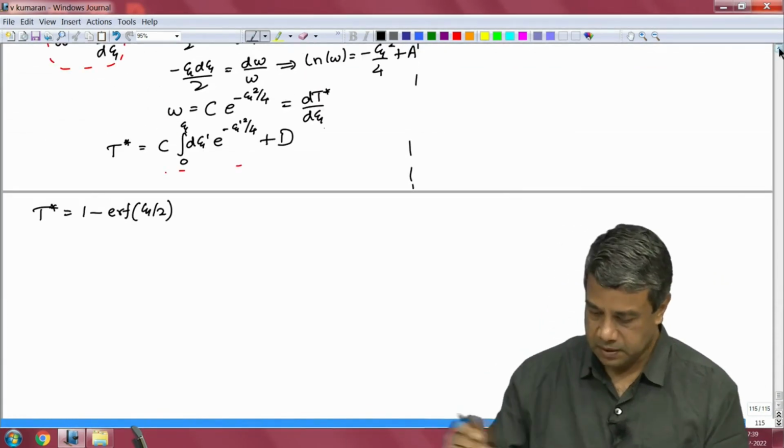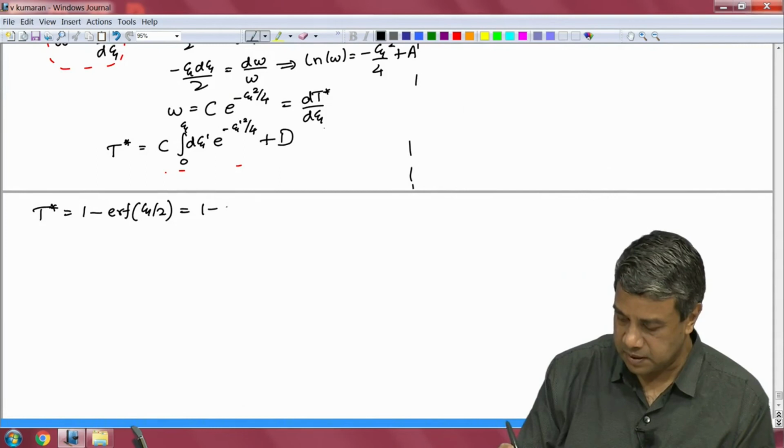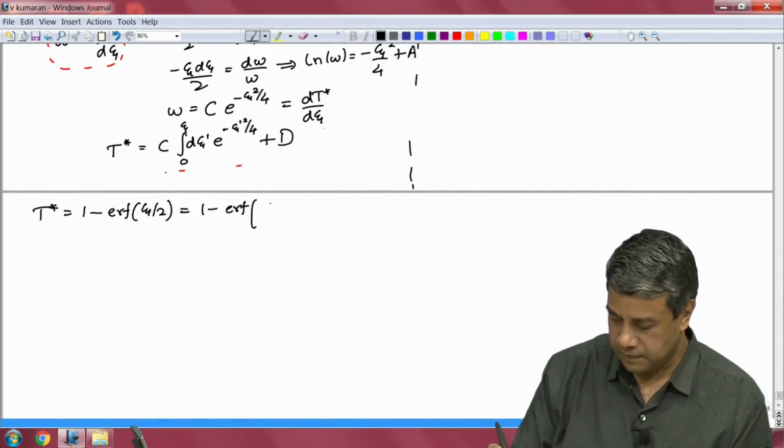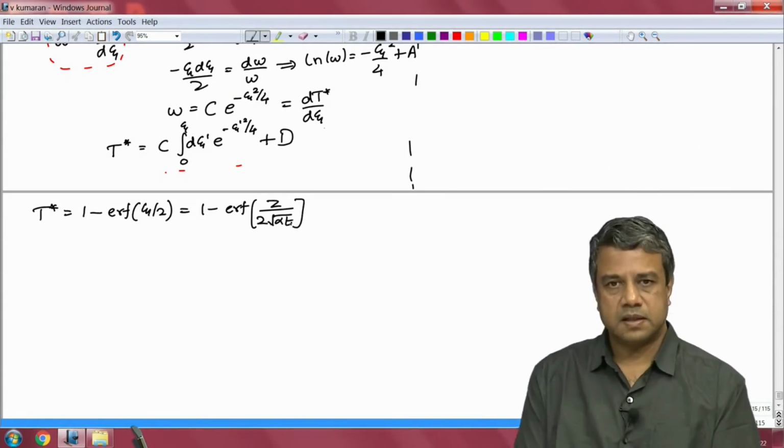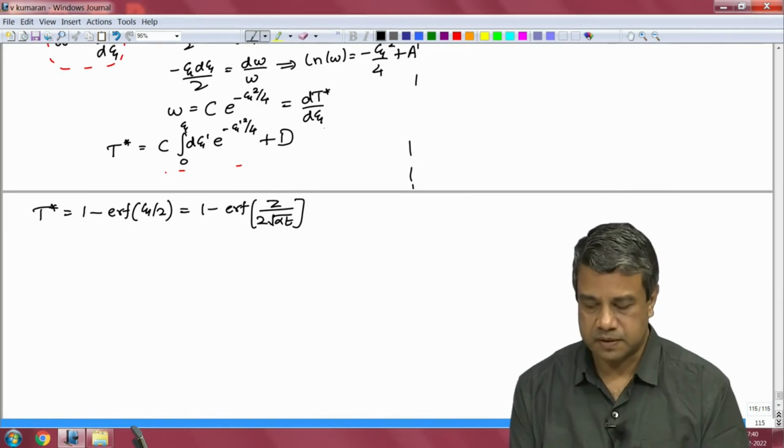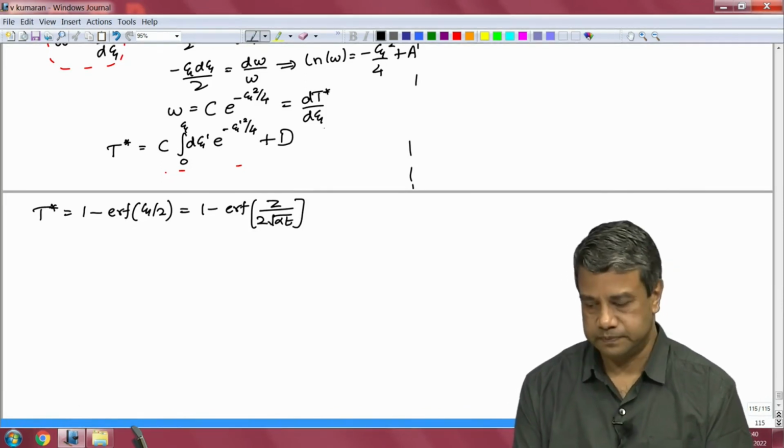That is the final expression for the temperature field in terms of this similarity solution. Or I can alternatively write this as 1 minus error function of z by 2 root alpha t. That is the final solution for this temperature field in terms of z and t.